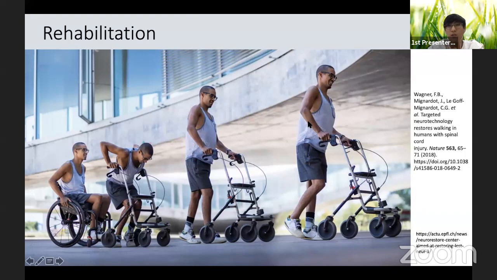Another example that I would like to highlight is in rehabilitation. Not only can neural interfaces read brain activity, but they can also be used to modulate our body. In 2018, the Courtine group at EPFL demonstrated restoration of walking in patients with spinal cord injury.